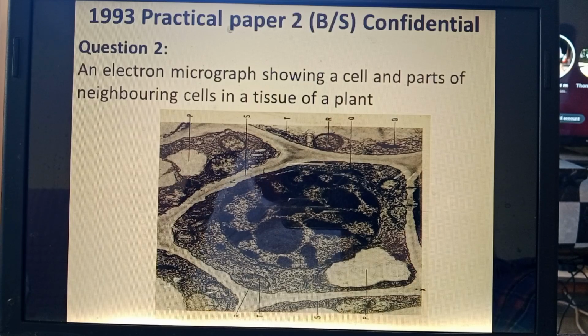For question 2, this one was in the question paper, and it was an electron micrograph showing a cell and parts of neighboring cells in a tissue of a plant.